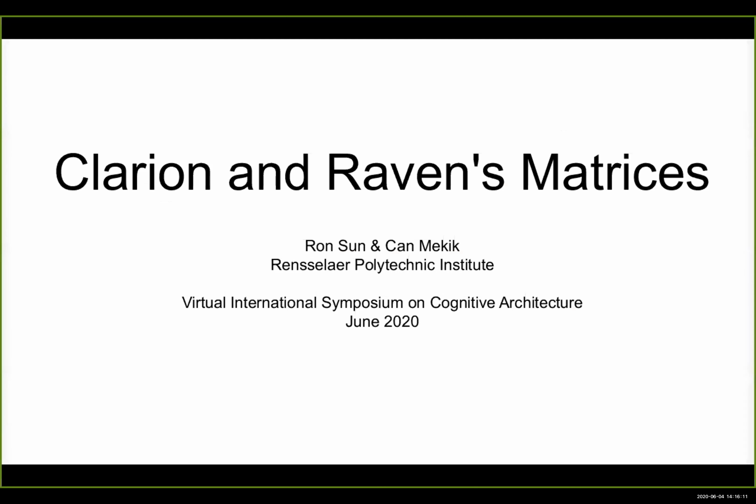Hi, everyone. I'm John Mekik. I'm a PhD student in Ron Sun's Cognitive Architecture Lab at Rensselaer Polytechnic Institute. And it's my pleasure today to present our work on Clarion and Raven's matrices on behalf of the two of us.